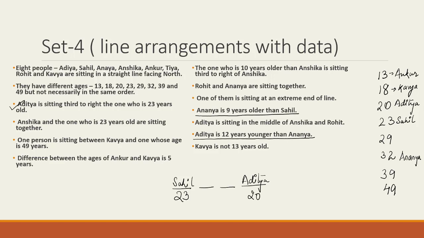Anshika and the one who is 23-year-old are sitting together. Now that leads me to two possibilities. Either Anshika is here or Anshika is here. Because it's not being mentioned in the question whether she is towards the left of Sahil or whether she is towards the right of Sahil.